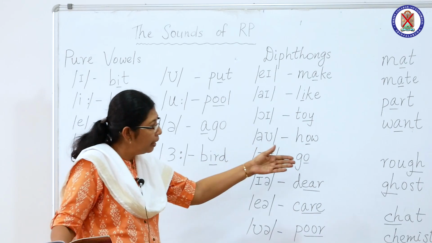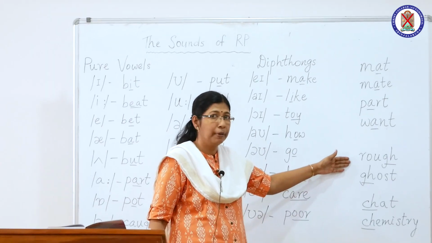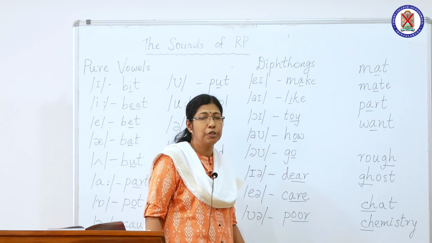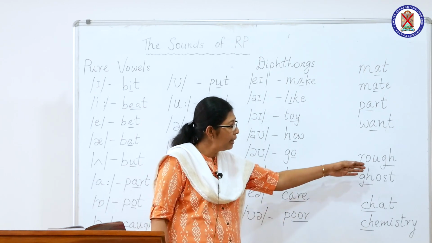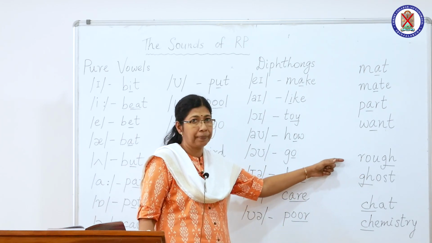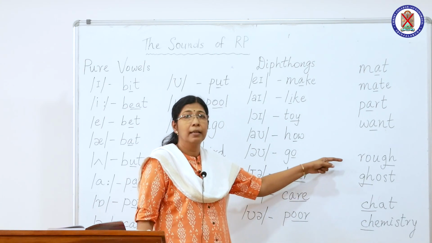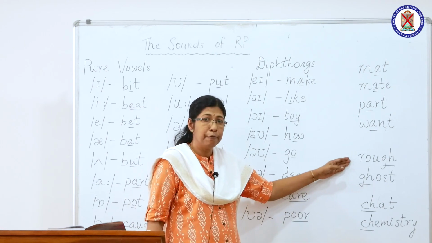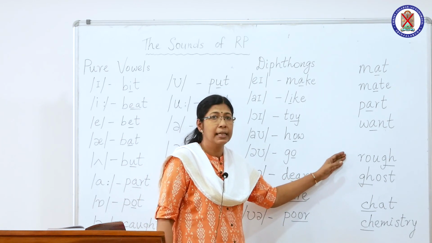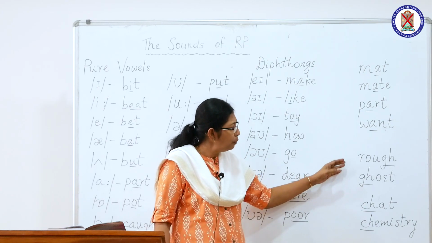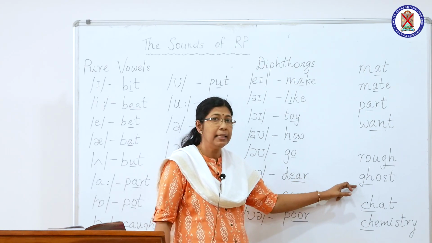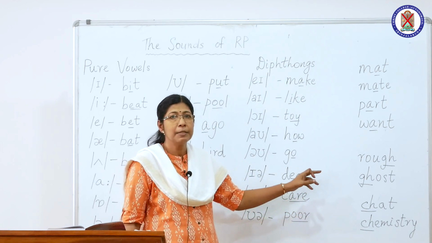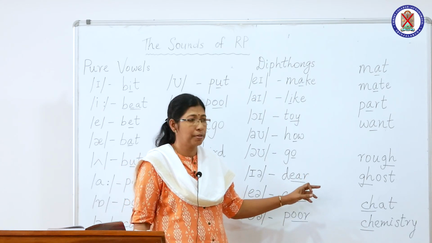If you look at the next 2 words, rough and ghost, you can see I've underlined 2 letters in each of these words. The letters I've underlined are G, H. Which sound does this combination GH represent? In the word rough, we pronounce GH as fur. But what about the same letters in the next word? The same combination, GH, is pronounced G in ghost.